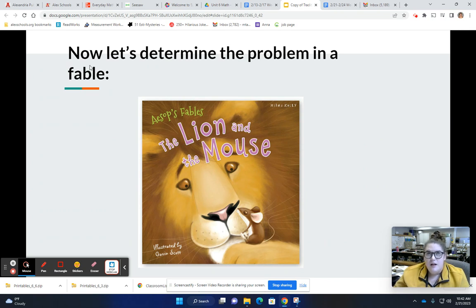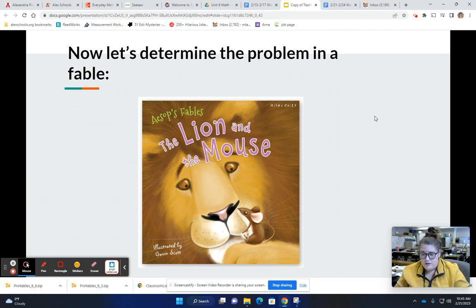So now that we went across a couple real life examples, I want us to get into The Lion and the Mouse. The Lion and the Mouse is a fable. This fable is located within your packet that I sent home. I will apologize, I did not number the pages at the bottom, so you're going to have to just look through it.